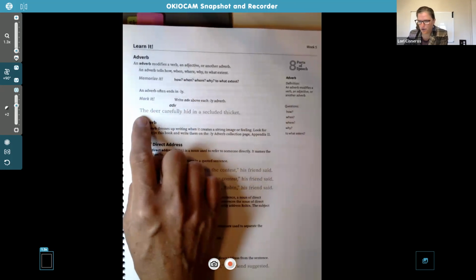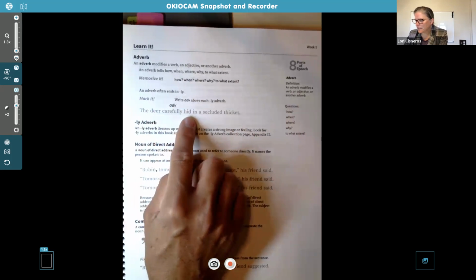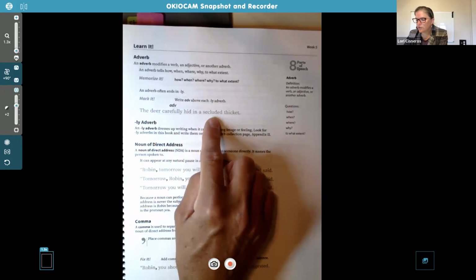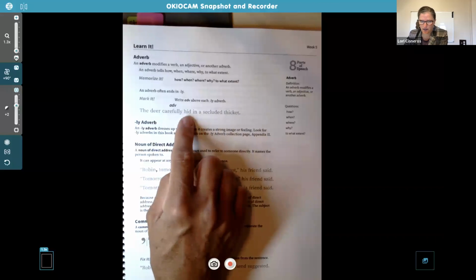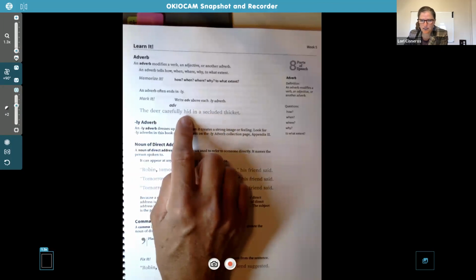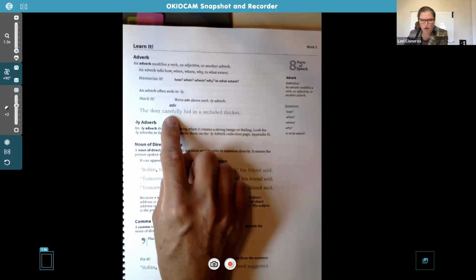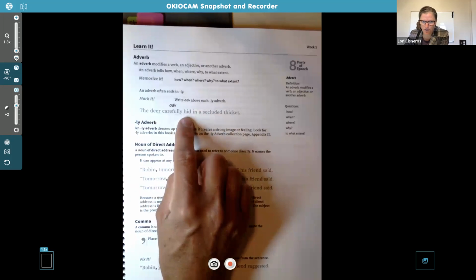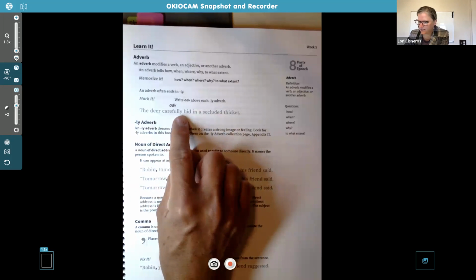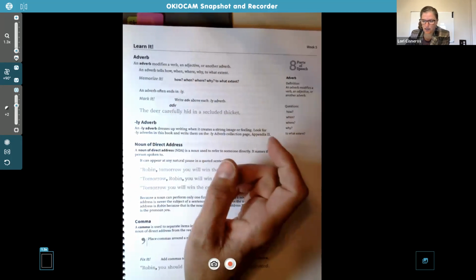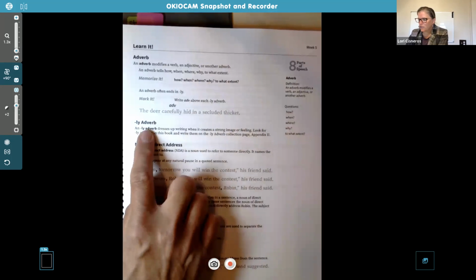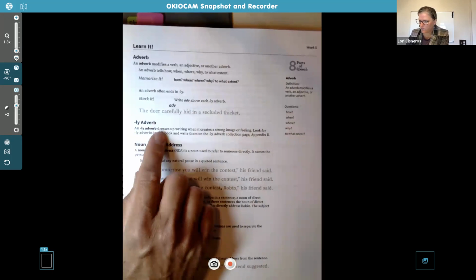Okay, here's the example. The deer carefully hid in a secluded thicket. The deer carefully hid. The verb in this sentence is hid, and then carefully is the adverb because it's telling how. How did the deer hide? The deer carefully hid. So that question, how, we can answer. So that gives us a clue that it is an adverb.